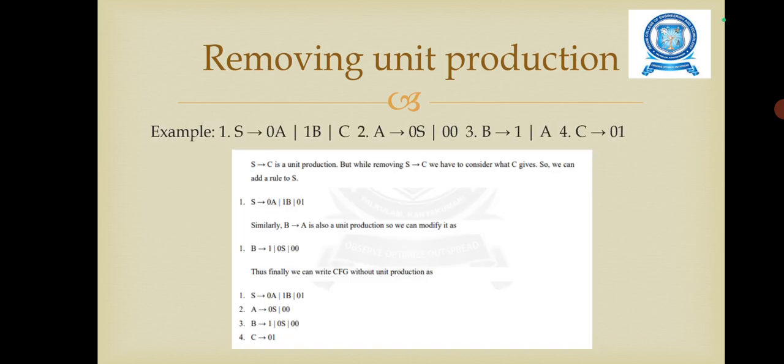Now we are going to see one example for removal of unit production. For the given grammar, S tends to C is a unit production, but while removing S tends to C, we have to consider what C gives. So we can add those rules to S. Likewise, we have to do it again and again. Finally, you will get one output. You have to rewrite that output. So it is called the removal of unit production.